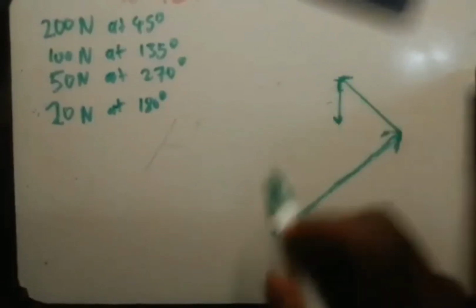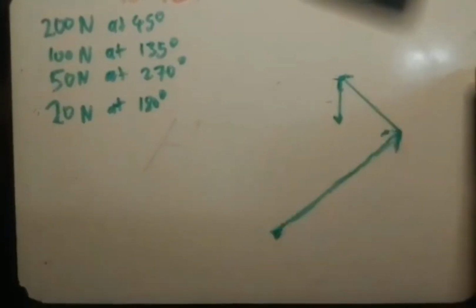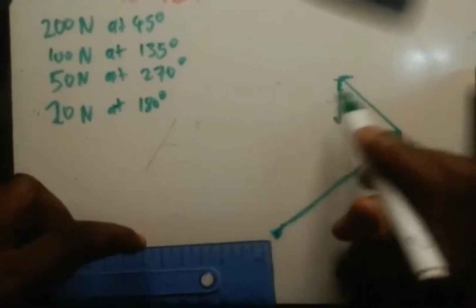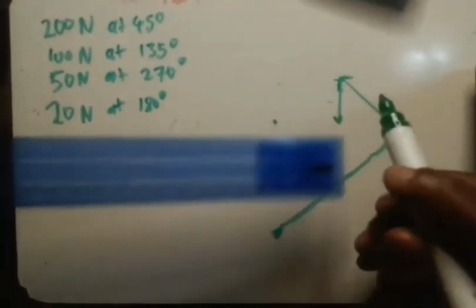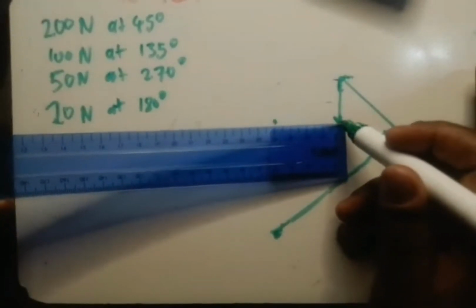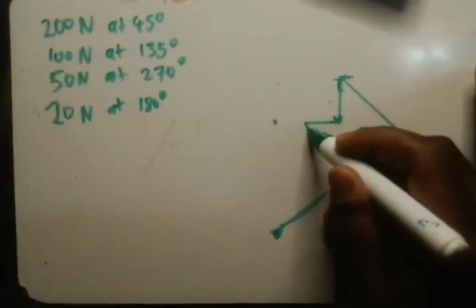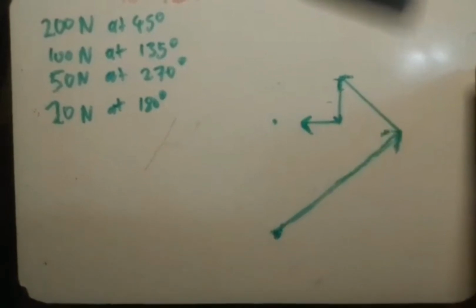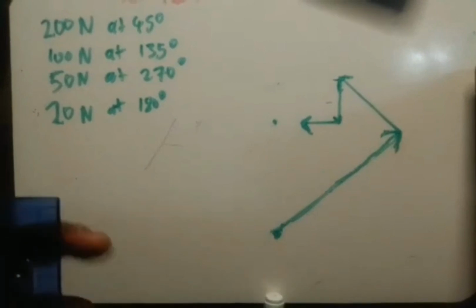Alright, and then the next one is 20 newtons at 180 degrees. So if you use a protractor, 180 would be somewhere there, right? So 20 newtons would be somewhere there. It ends here, literally. And then we have it, all my 4 forces. Now the resultant is always from the tail of one to the head of the other. So let me draw my resultant force right there.